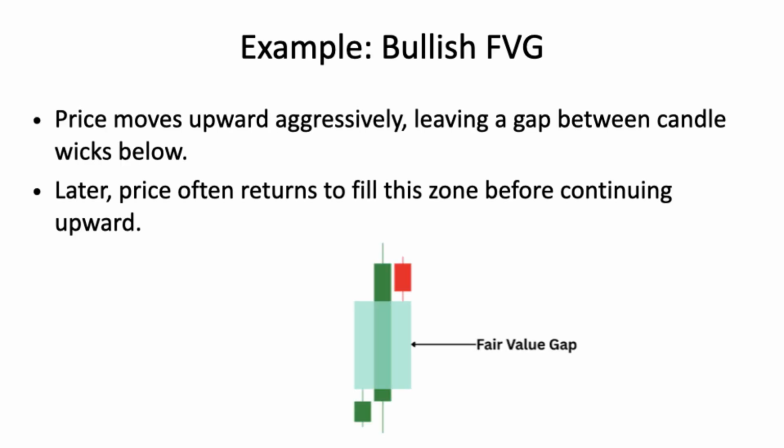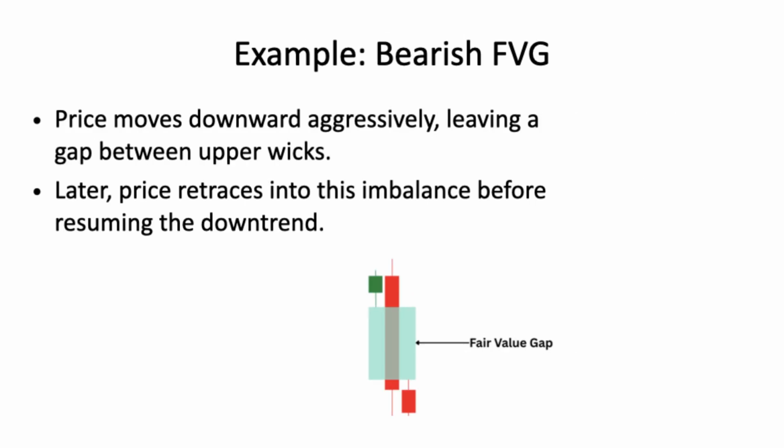In a bullish FVG, price gaps up. The FVG zone forms below, between the wicks. We often see price return to this zone later to fill the gap before continuing the uptrend. The opposite is true for a bearish FVG. Price gaps down, leaving the FVG above. We then wait for price to retrace back into that zone before resuming its drop.